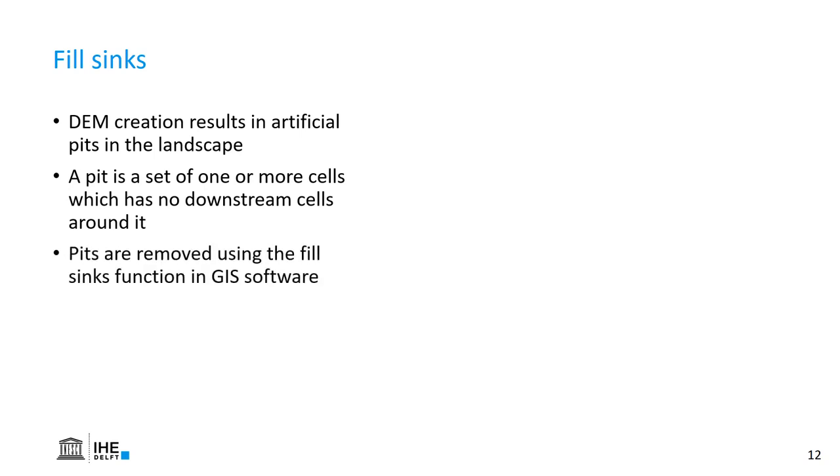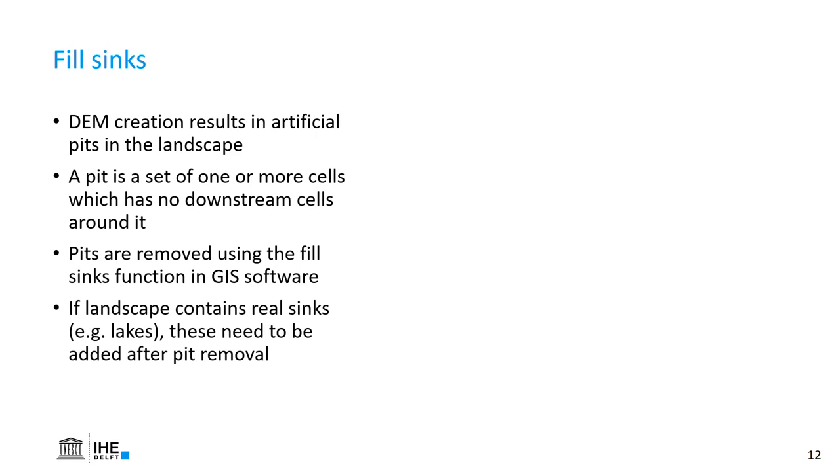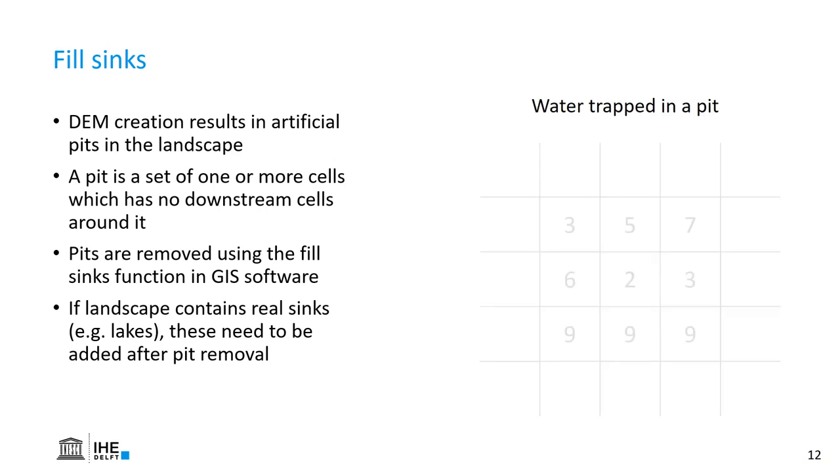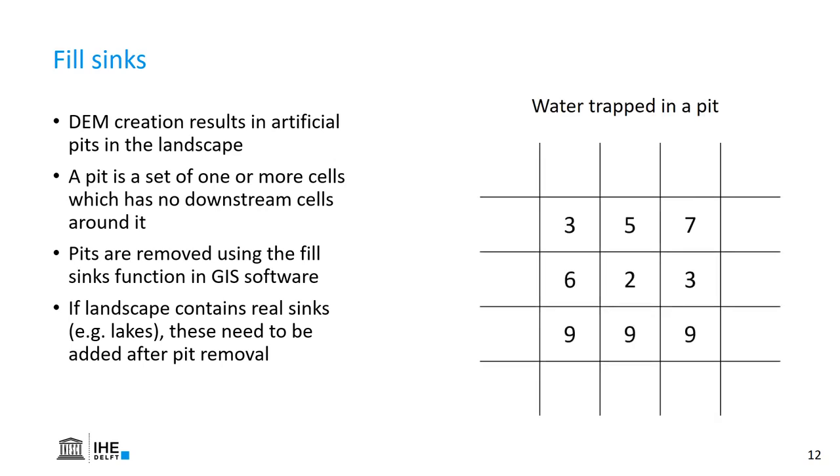And we can remove those using functionality in GIS software which is called fill sink algorithms. If the landscape contains real sinks, such as lakes or other depressions, they need to be added after the removal of the sinks, and sinks are also called pits. Here we see a digital elevation model where water is trapped in the center cell, which is much lower than the surrounding cells, so there is no possibility to drain towards the outlet.